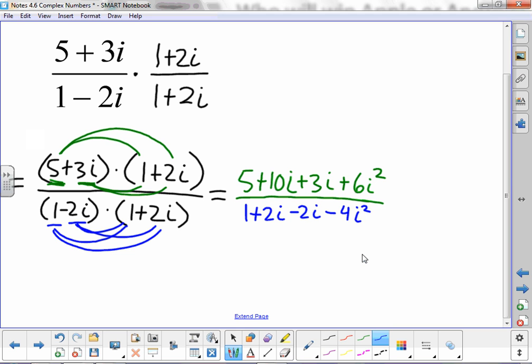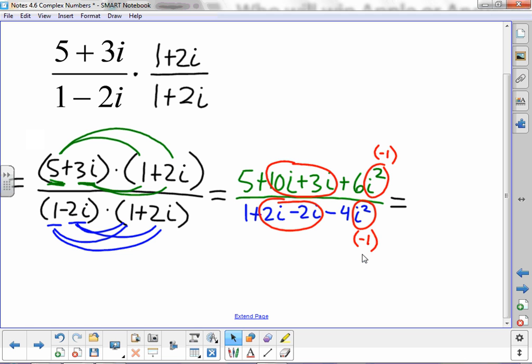Now, a couple things here. We're going to simplify the top and simplify the bottom. Now, I'll do this in red. On the top and the bottom, we have an i squared. And if you recall, i squared is a negative 1, so those will change signs. And then also we're going to combine like terms here, and on the bottom also. So that's what we're going to be doing to simplify this thing.